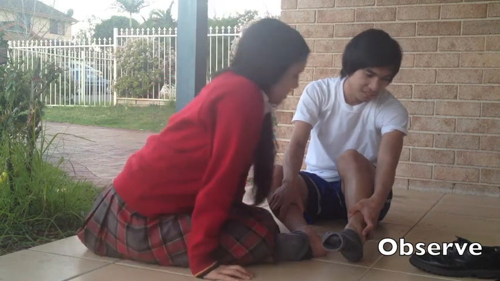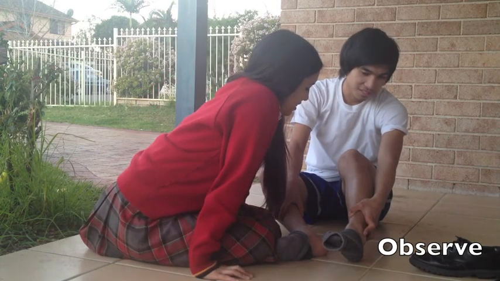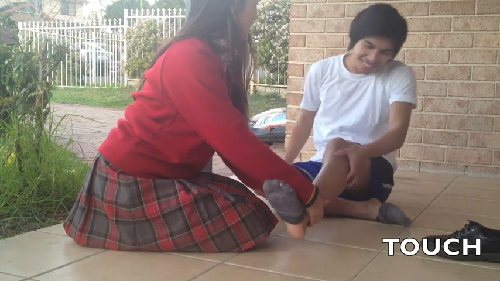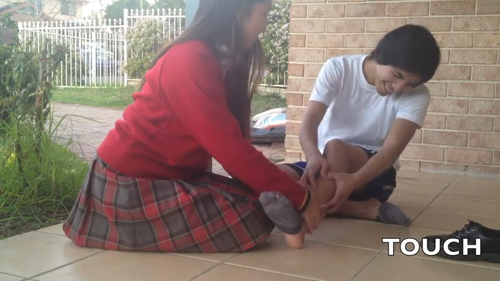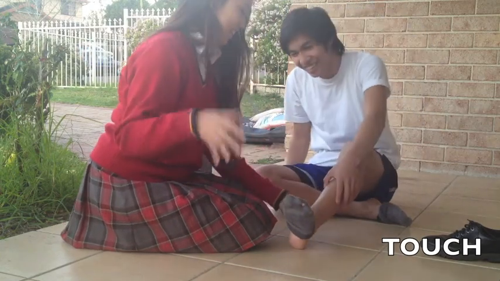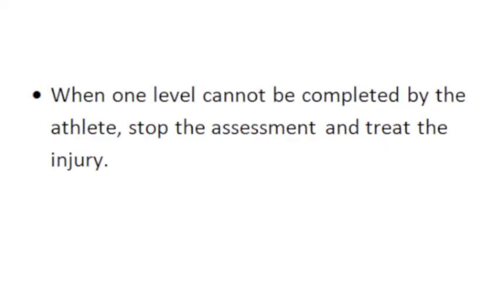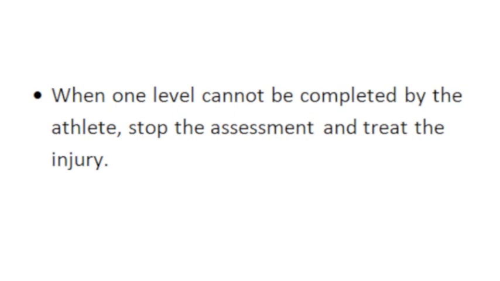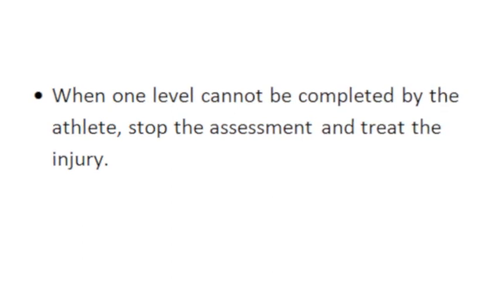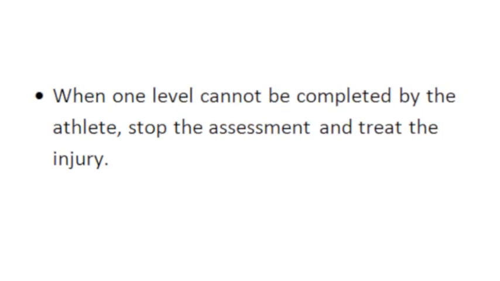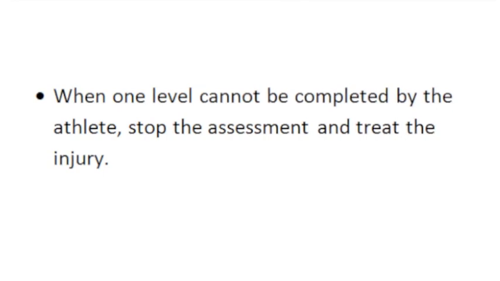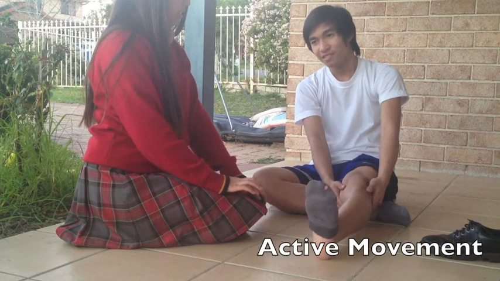There are no noticeable differences, so the next step is T for touch. If there is no obvious deformity, the next step is to touch the sprained ankle to determine the extent of the injury. As you can see, when the athlete's ankle is being touched, the athlete feels pain and therefore should stop the assessment and seek medical attention. However, if they didn't feel pain, the next step is A for active movement.